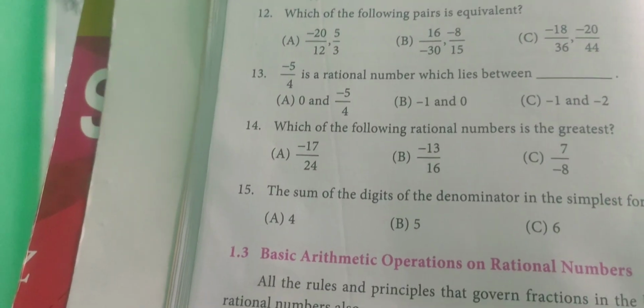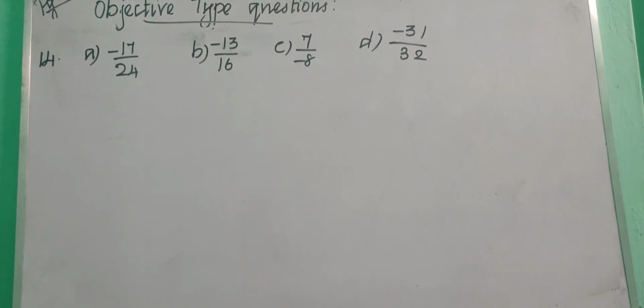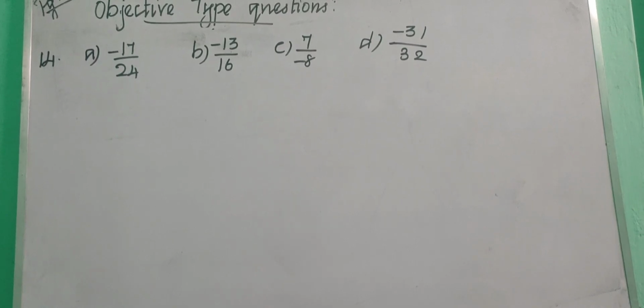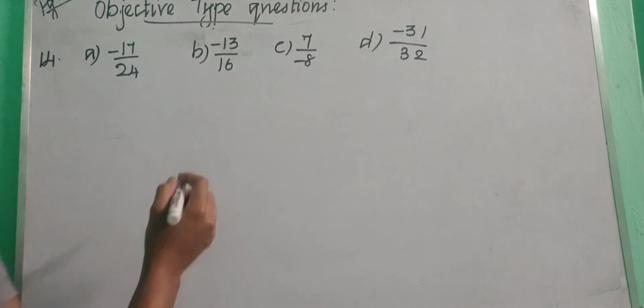First of all, you should copy the question in your notebook. After that, copy what I am doing on the board. So these are all the options which were given. What is the question? Which of the following rational numbers is the greatest? First of all, we are going to find the LCM of all these denominators.